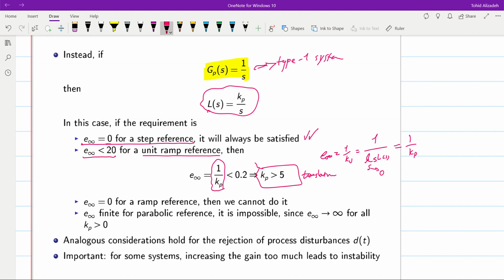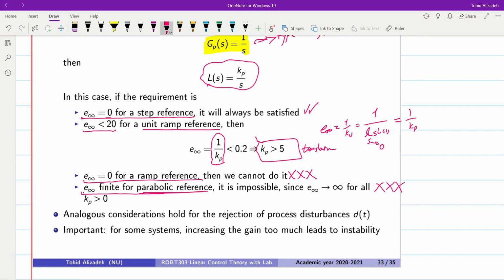If the requirement is that steady state error should be 0 for a ramp reference, then we can say that this is not possible with a proportional controller. And similarly, for a requirement like steady state error should be finite for a parabolic reference, again we see that it is not possible with this kind of controller for this kind of system. We can take analogous considerations for the rejection of the process disturbance, or D of T, as well, as we already have seen in the analysis of the closed loop systems.